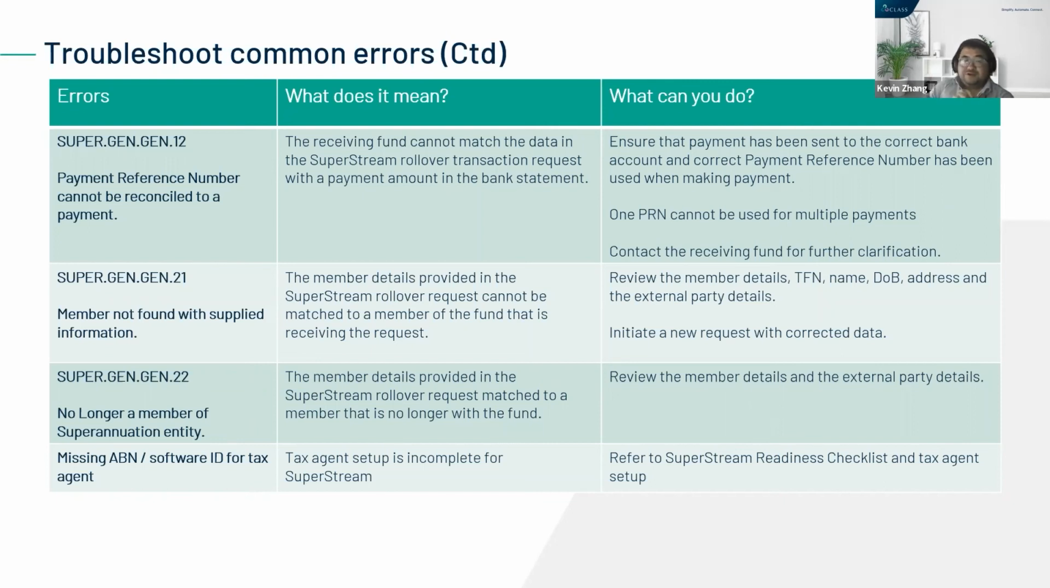The last one you saw just then, missing ABN number, software ID. So this is usually to do with tax agent setup, and you need to go back and refer to the SuperStream readiness checklist in order to correct the tax agent setup.